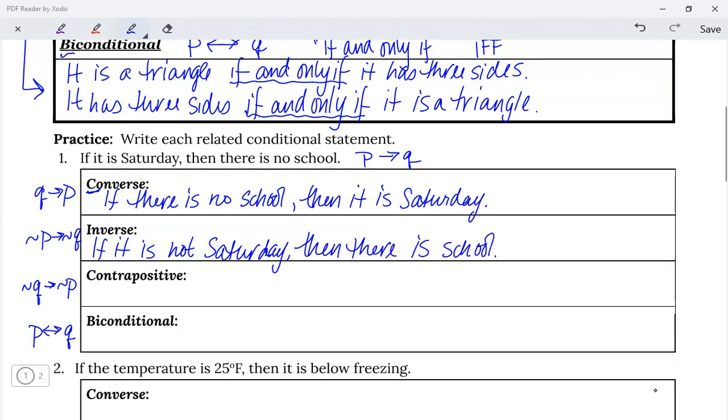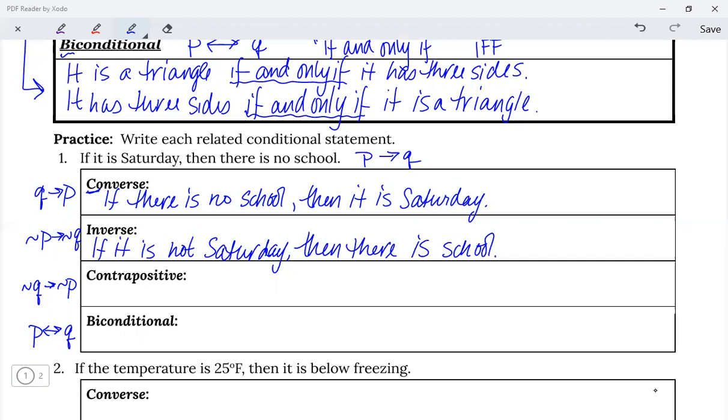Wait a second. Think about those sentences for a second. Are those true sentences? Let's see, if there's no school, then it's Saturday. Well, couldn't it be Sunday or couldn't it be a holiday? Let's see, inverse. If it is not Saturday, then there is school. Well, again, what if it's Sunday? There's no school on Sundays.